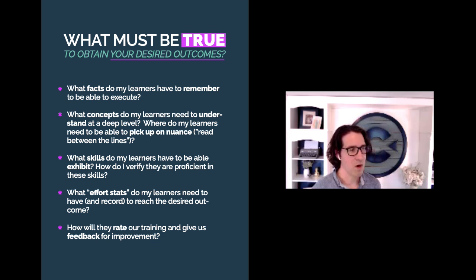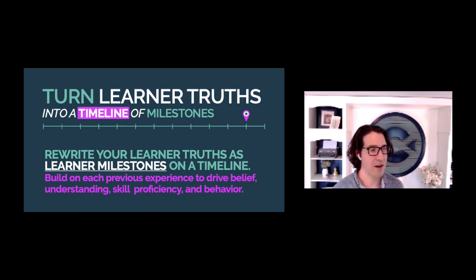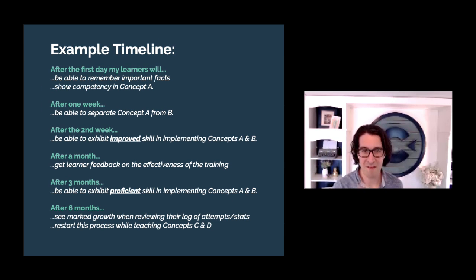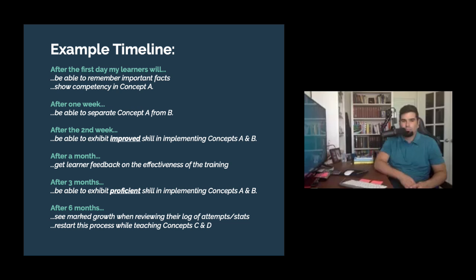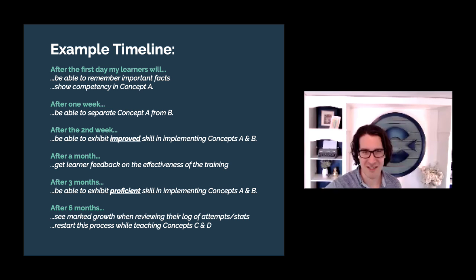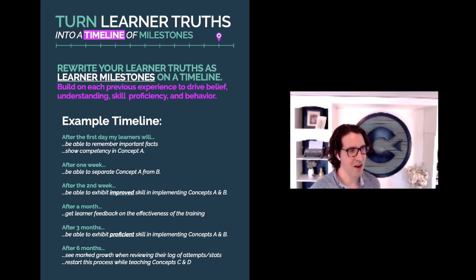Once you define your truths for your learners and what has to be true with your learners, you take those truths and you lay them out basically on a calendar, on milestones. Okay, they have to be able to do this. They have to be able to exhibit that on week 4. They have to be able to articulate this concept or read between the lines on week 6. They have to show that they're doing this new behavior, that they're tracking the stats. And so you break those down into milestones.